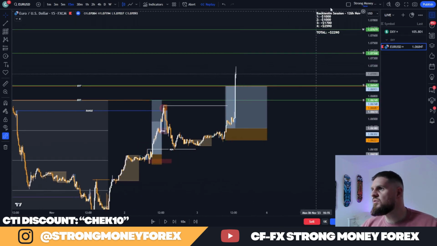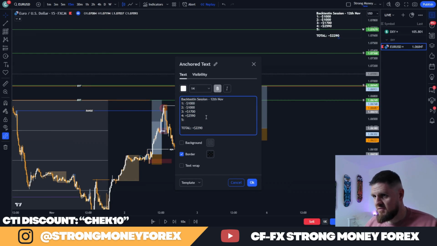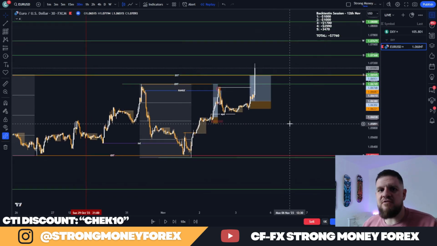So, all in all then, we missed a couple of trades, as you can see. That one was a 3470. So trade number 5 is plus 3470. So 7760 is what we're looking at for the day. Just using these liquidity concepts. Framing up where your liquidity is sat is the most important part of your trading day. Understanding where the market is likely to be headed and the reason why it's likely to be heading there is really, really important.